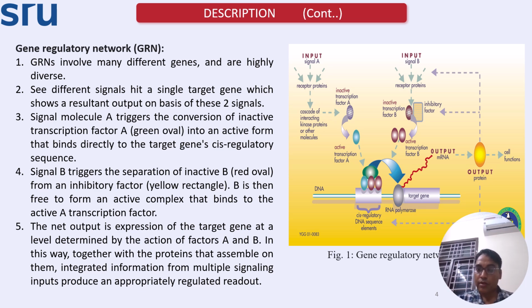So understand that active transcription factor A combines with B to form a protein-protein complex. This works together with the DNA regulatory elements. Here the target gene is there. Remember the last classes we have been discussing how the RNA polymerase starts the transcription. So there, how many protein subunits are there?